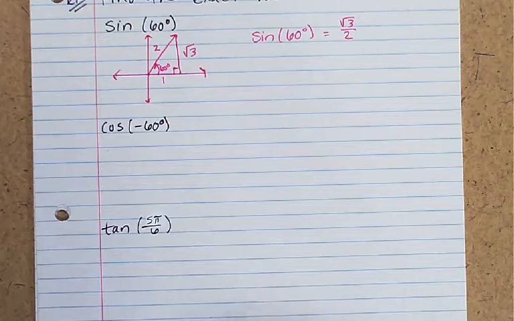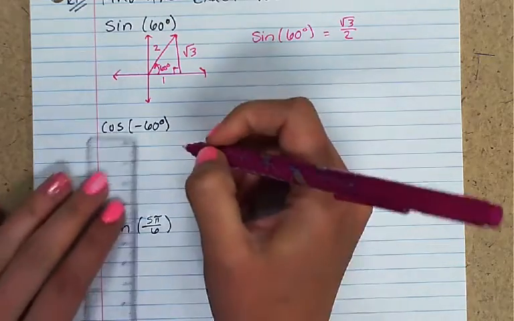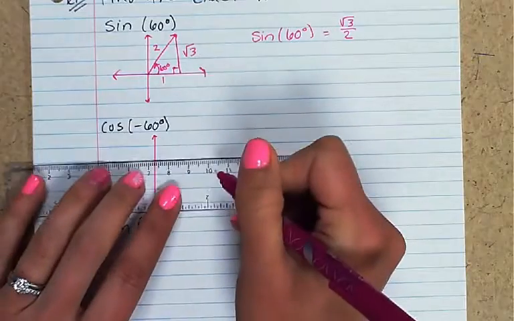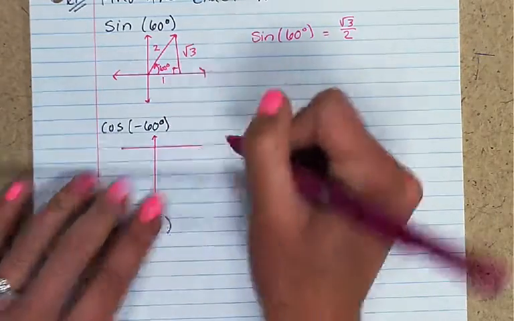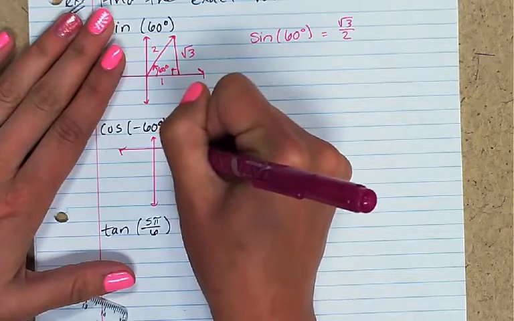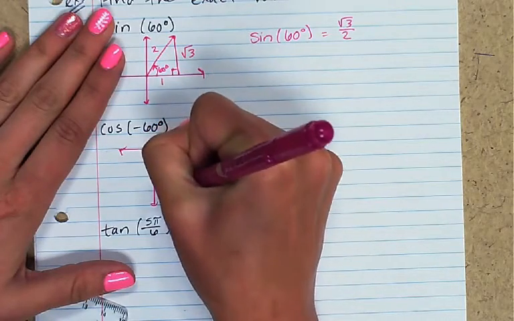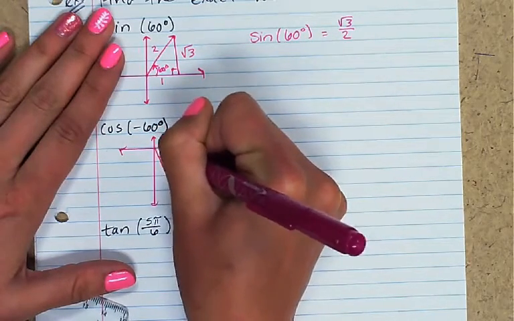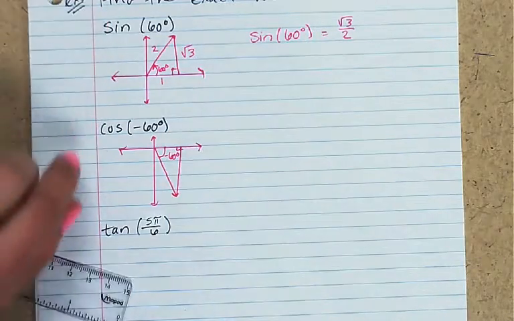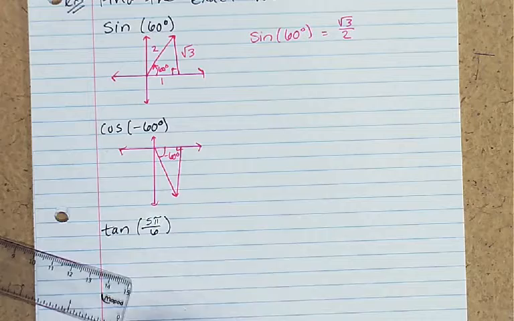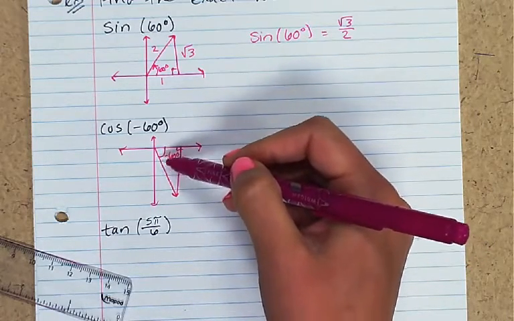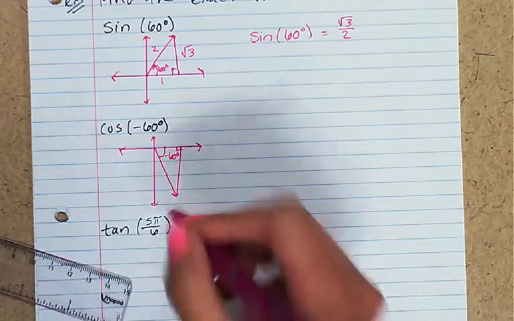Okay, so for this second one, we're doing something different. We're going to go negative 60 degrees. So all that means is instead of opening up, we're going to open down. So I'm going to go down 60 degrees like this. Again, we have a 30, 60, 90 triangle here because our reference angles are always positive. So even though I went down 60, the reference angle there is a positive 60 degrees.